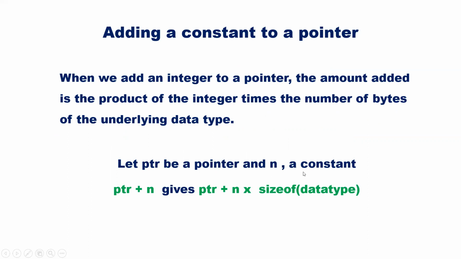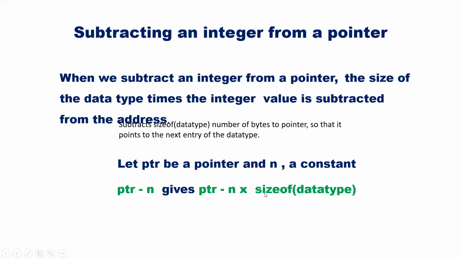Let ptr be a pointer and n a constant. So ptr + n gives ptr + n * sizeof(data type).